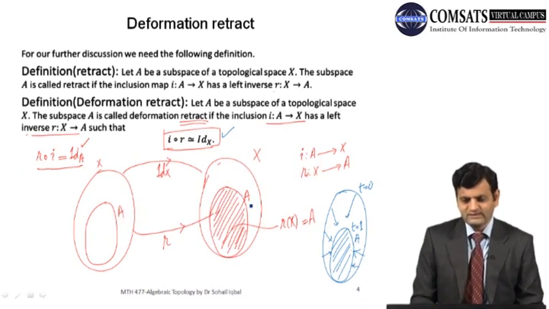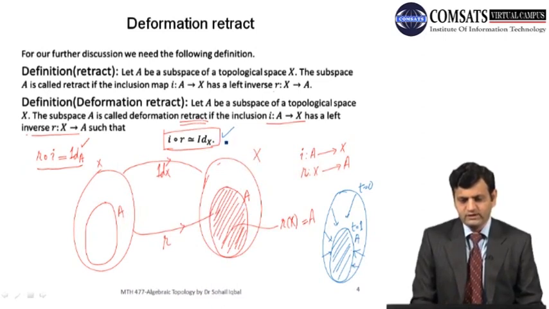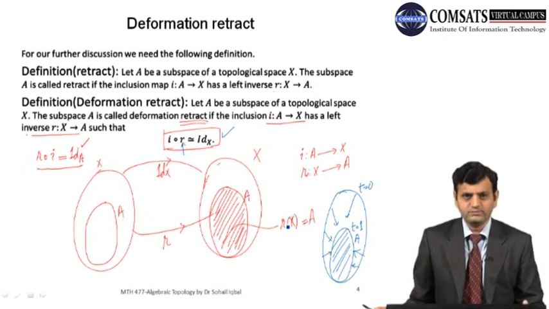So we have a subspace A of X, and we can continuously deform this whole space X to this subspace A of X. Mathematically, we say that the identity map which takes elements of X to the elements of X is homotopic to I composition R. Here R is a continuous function from X to A, and I is there just to say that we realize the elements of A as elements of X. So this map is homotopic to the identity of X. Once again, roughly speaking, the whole space is continuously deformed to a subspace of the space.